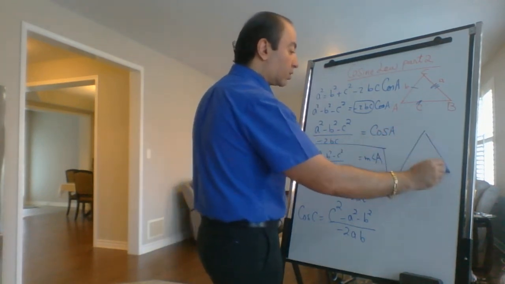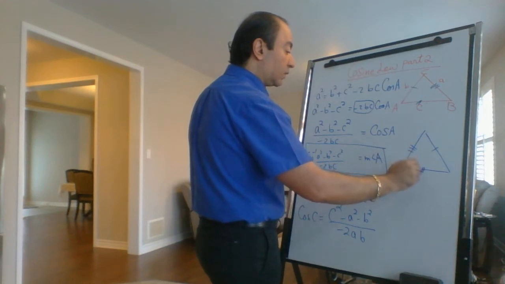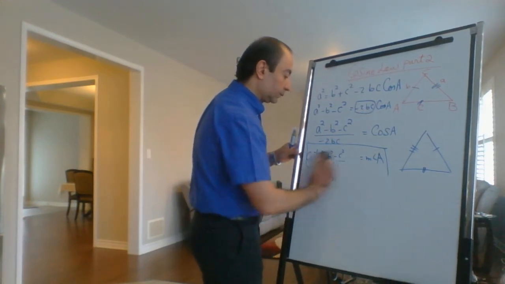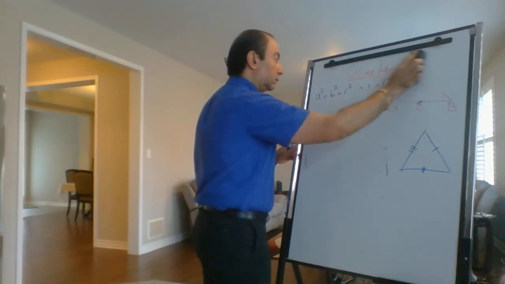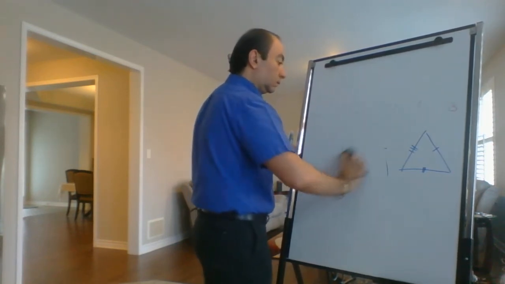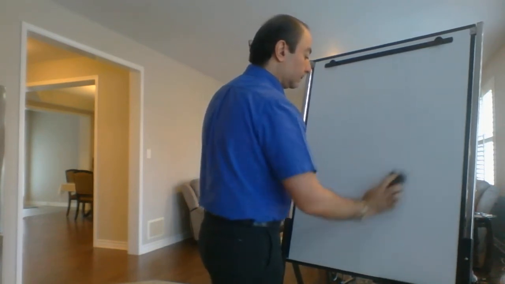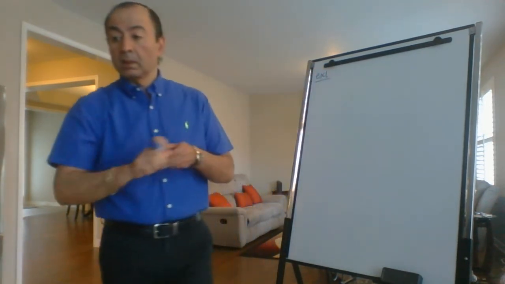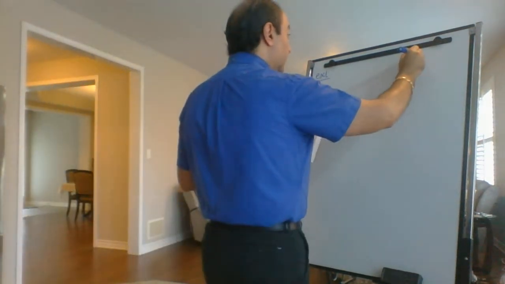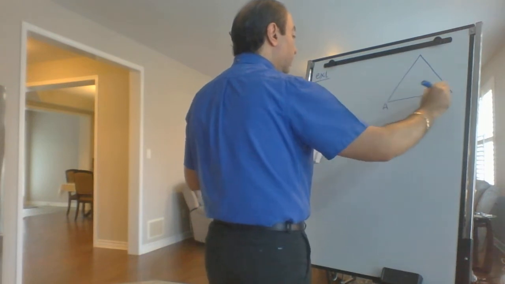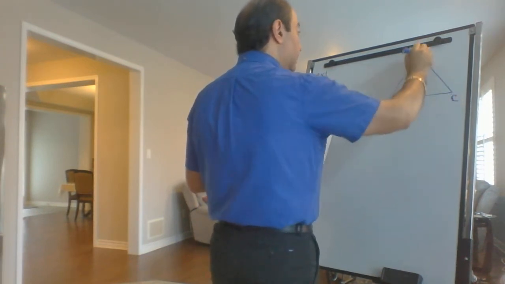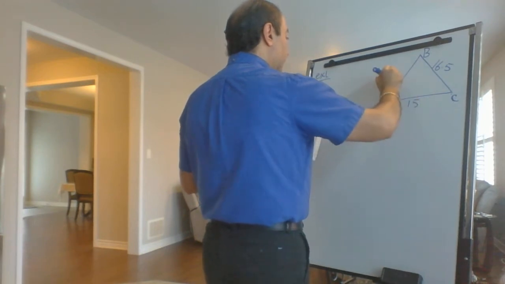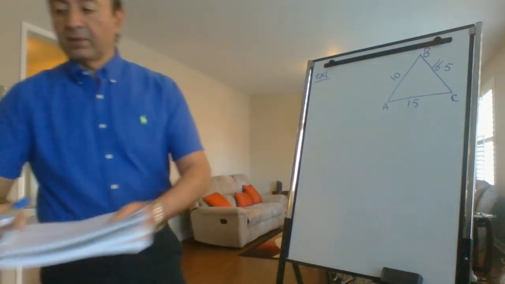So we know the length of the three sides, and we need to find the angles. Okay, so let's do example 1. We have a triangle, let's say ABC, and the length of this side is 16.5, the length of this side is 15, the length of this side is 10. We need to find the three angles.